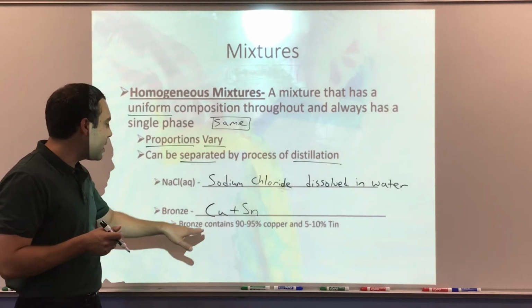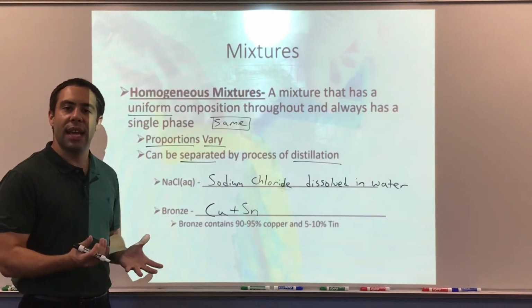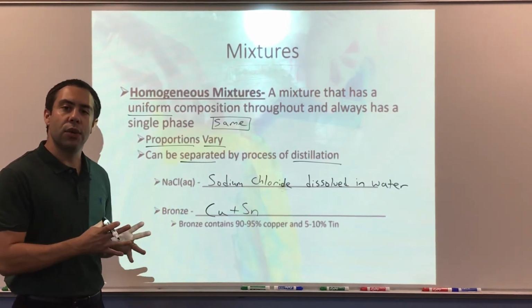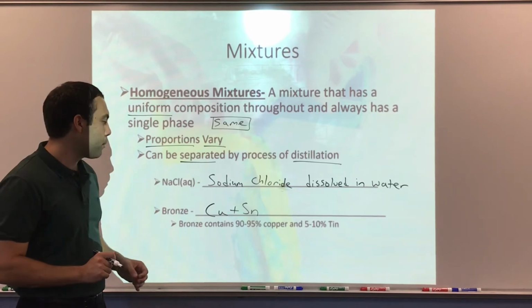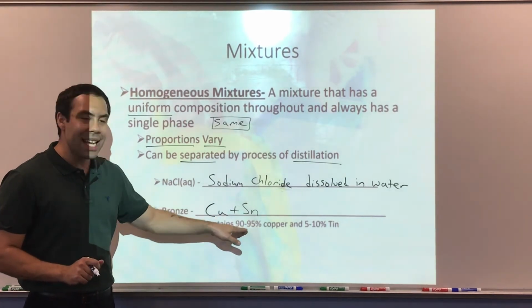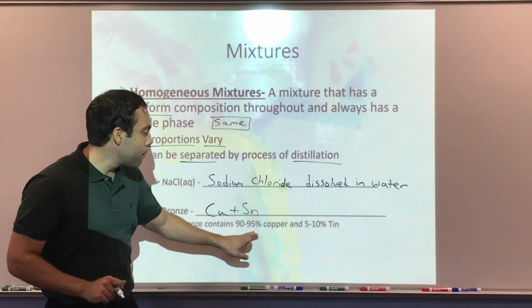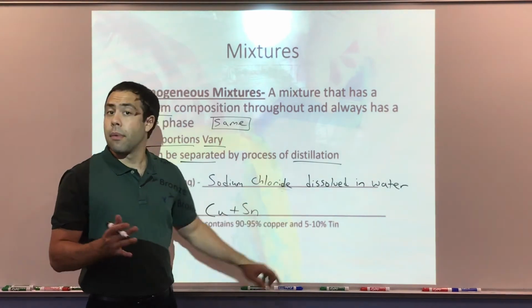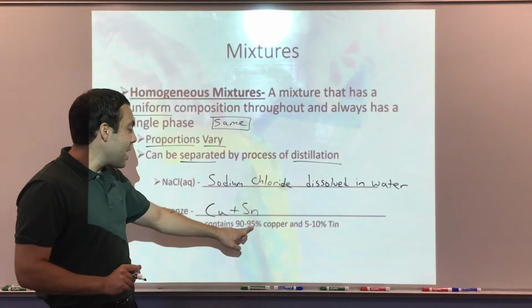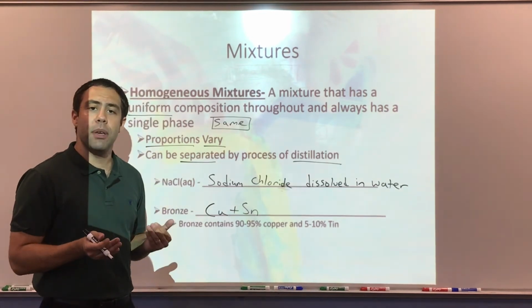You can't see the different parts of the copper and the different parts of the tin. They're heated up, mixed together, and then they're molded into a metal in this case. Now, bronze is a mixture because it contains somewhere between 90 and 95% copper. You could have 90% copper and 10% tin, that would be bronze. Or you could have 95% copper and 5% tin, that would also be bronze.